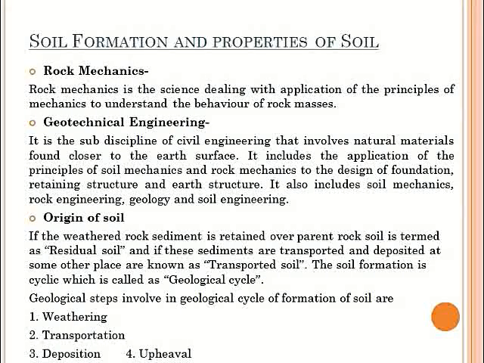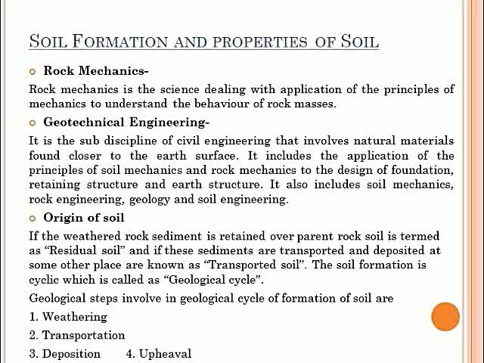The origin of soil. If the weathered rock sediment is retained over a parent rock, the soil is termed a residual soil. And if these sediments are transported and deposited at some other places, they are known as transported soil. The soil formation is a cycle which is called the geological cycle. The parent rock is nothing but the origin of the rock. When that parent rock is disintegrated, either by physical or chemical disintegration, that disintegrated material will remain at the original position. Then the formed soil is called a residual soil.